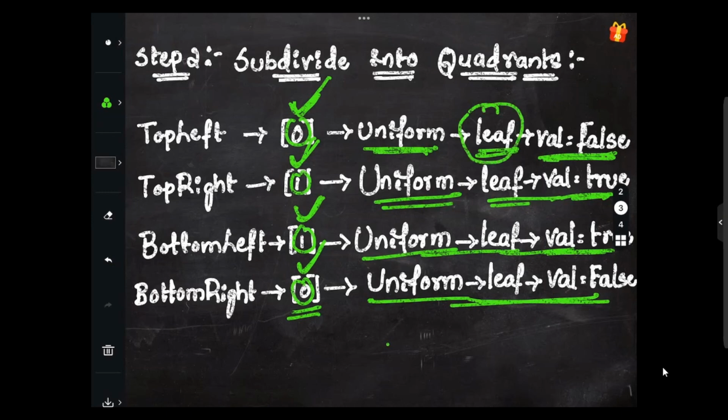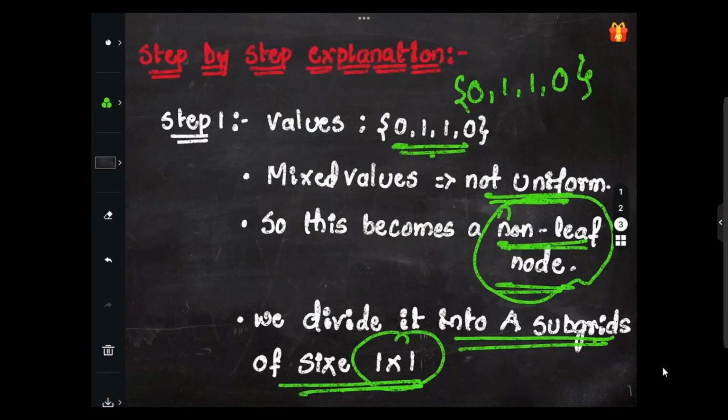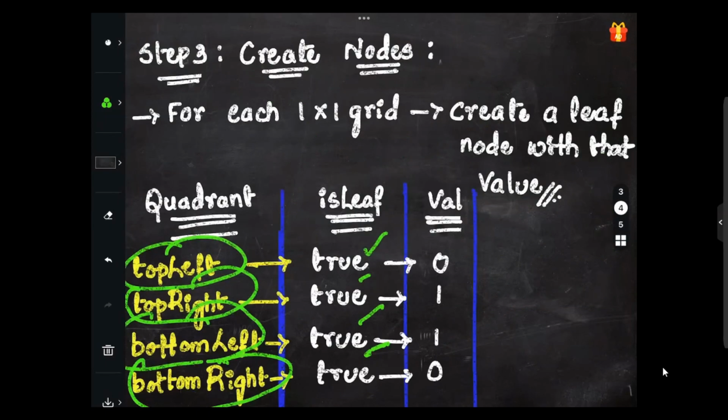We are subdividing into quadrants. So this is leaf, this is leaf, this is leaf, this is also leaf. Is leaf part? Yes, it is leaf. All the four values 0 1 1 0 are true for this one, right?